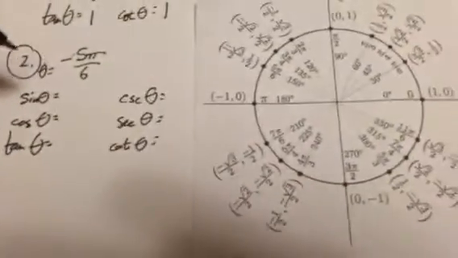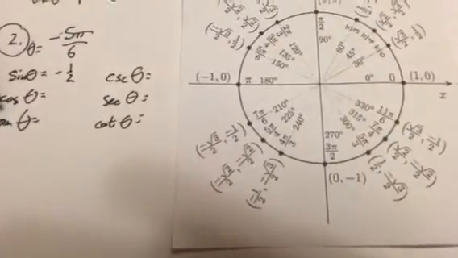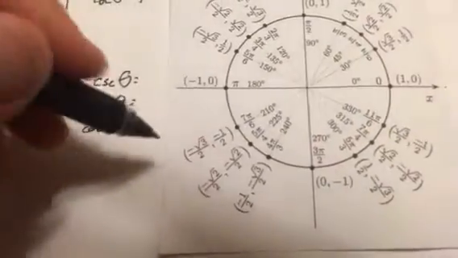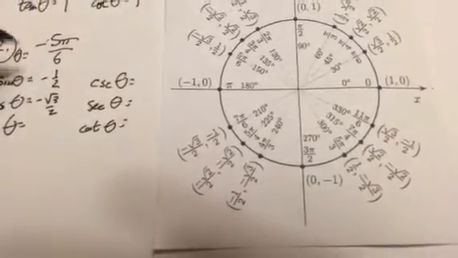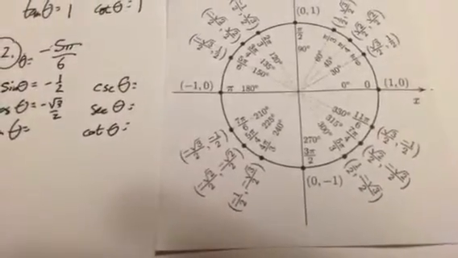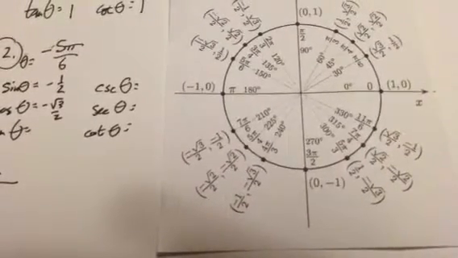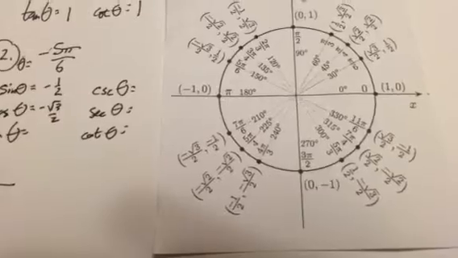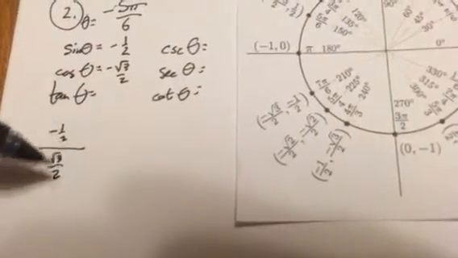So I know that sine is associated with y, so negative 1/2. Cosine, that was what, negative root 3 over 2? Tangent is y over x, sine over cosine. So it's negative 1/2 over negative root 3 over 2. So notice that the 1/2s are going to cancel. 1/2 divided by 1/2 is 1.